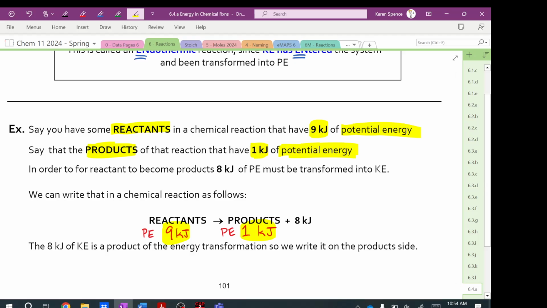Some of those 9 kilojoules have to be transformed into kinetic energy. So 8 kilojoules of potential energy have to be transformed into kinetic energy, and that kinetic energy, or the heat, is produced.